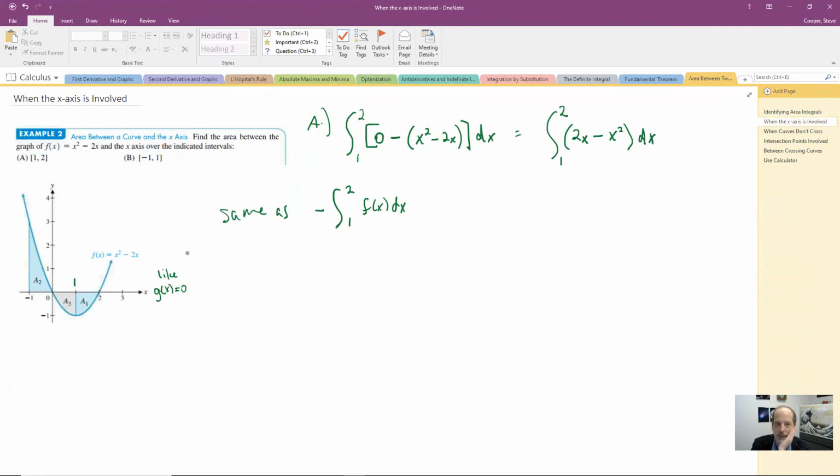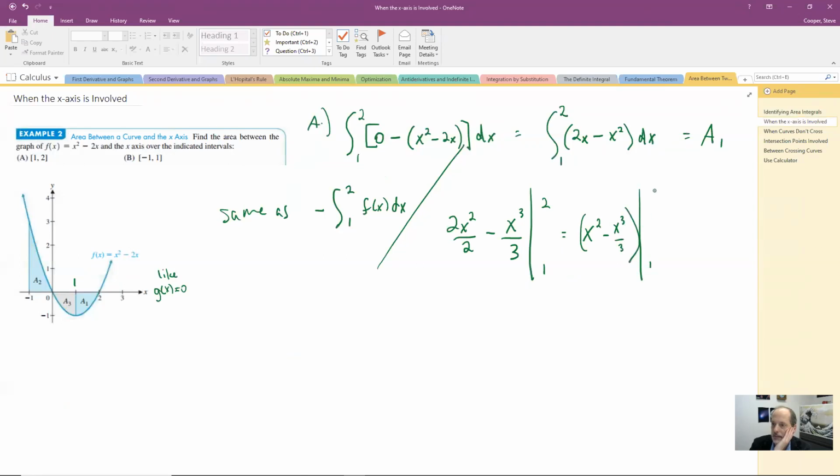What we're calculating is area from 1 to 2. So this really corresponds to A1. Now taking the integral, the integral of 2x is going to be 2x squared over 2 minus x cubed over 3, running from 1 to 2. Simplify that: x squared minus x cubed over 3, running from 1 to 2.